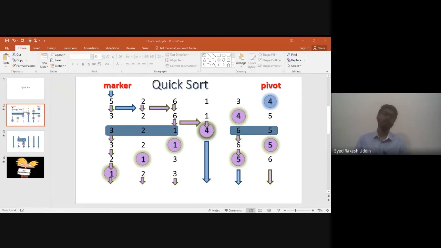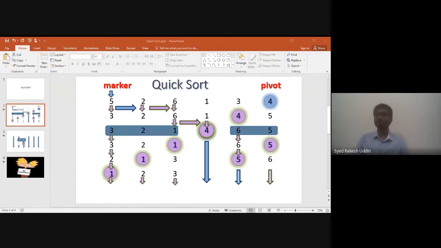In quicksort, it picks an element as marker and an element as pivot and partitions the given array around the pivot. There are many different versions of quicksort that pick the pivot in different ways. But in this lecture, we always pick the last element as pivot and the first element as marker. The pivot divides the array into two parts in such a way that elements in the left are always smaller than the pivot and elements in the right are always greater than the pivot.